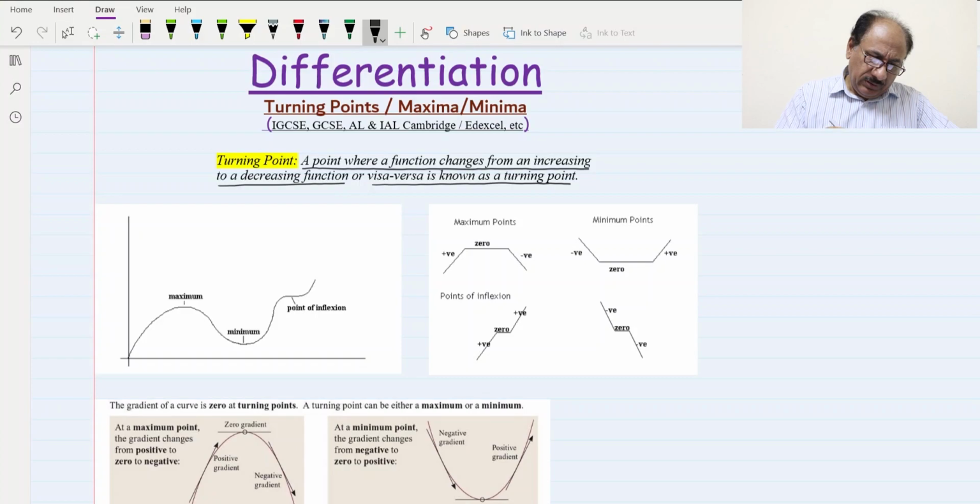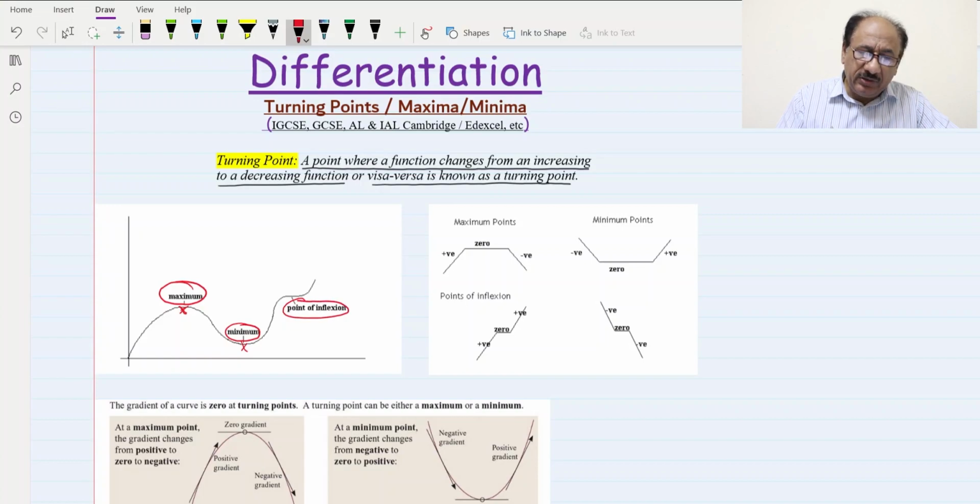In this graph, if you check, this one is the maximum point and this is the minimum point. So the y value will be maximum at this point and minimum at this point. So these are basically the maximum and minimum of this function at these points. And if you see, this is a point of inflection.